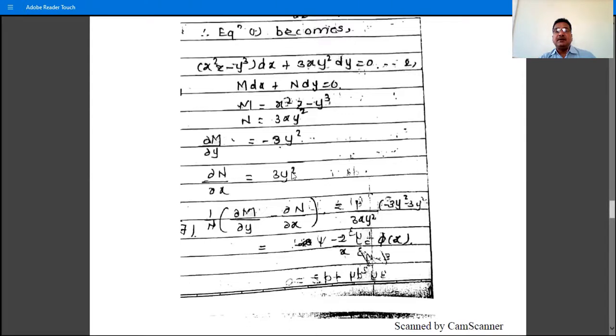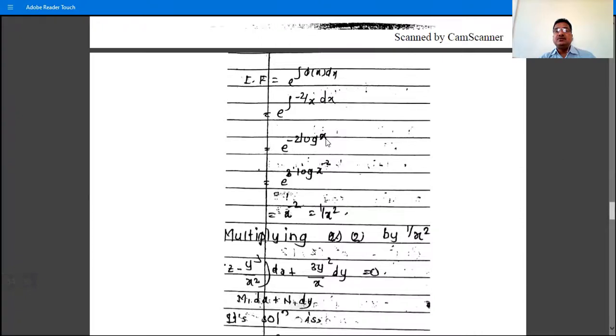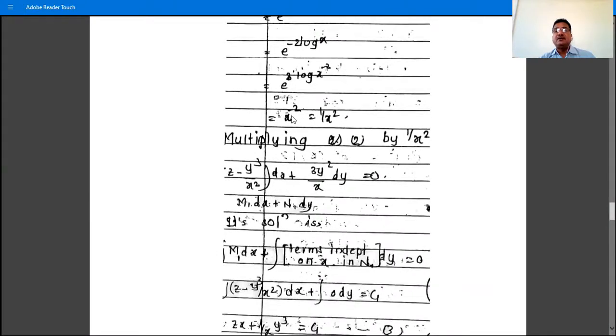These two are not equal, but (1/N)(∂M/∂y − ∂N/∂x) is what? We have this as −2/x, a function of x purely. And so the integrating factor is what? e raised to the integral of f(x) dx. So e raised to the integral of −2/x dx, that is e raised to −2 log x, so e raised to log x to the power −2, that is x to the power −2, that is 1/x². So 1/x² is the integrating factor.